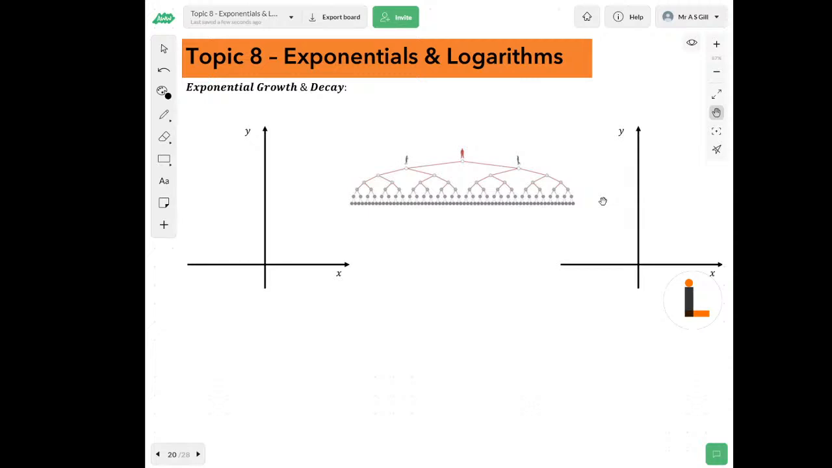If we were to annotate this, we would have 2 to the power of 0, which is 1, then 2 to the 1 for this row. Then you see we've got 1, 2, 3, 4 here, which is 2 to the 2. Then we have 2 to the 3, and so on and so on. So each range in the population is increasing the power of 2 by 1. And that's why it's exponential growth.